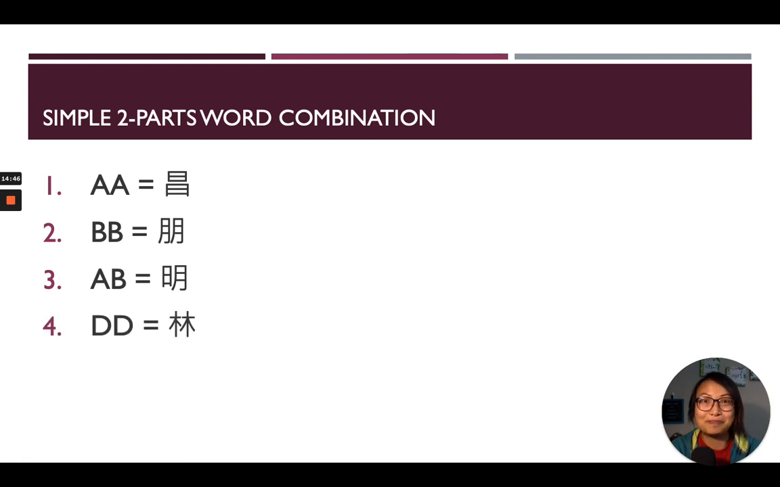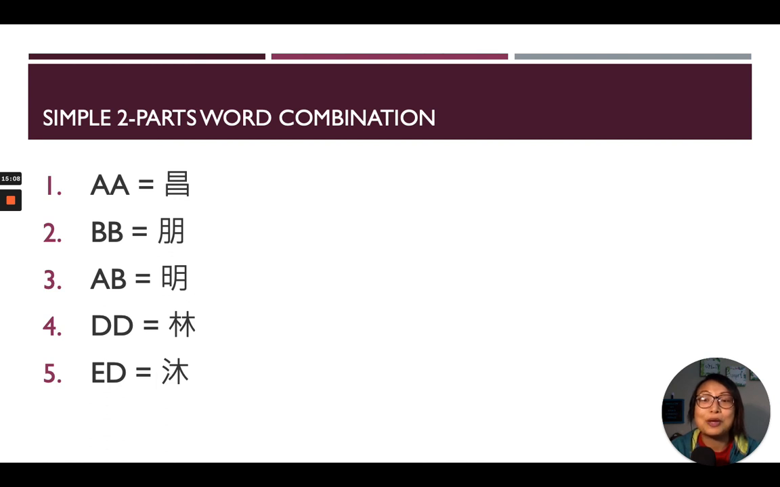The next one, what if we put two D's together? This time we have the 木 on the left, 木 on the right. This is the word 林. It means forest. It makes sense, right? Two woods together.